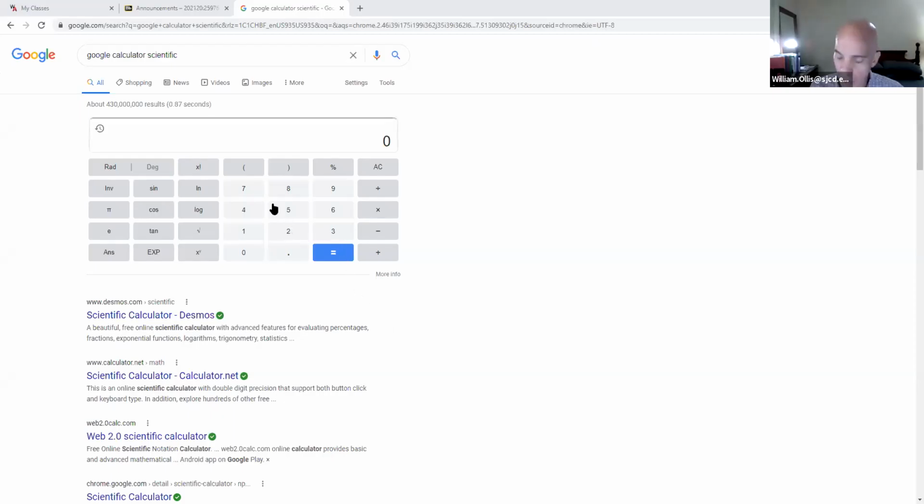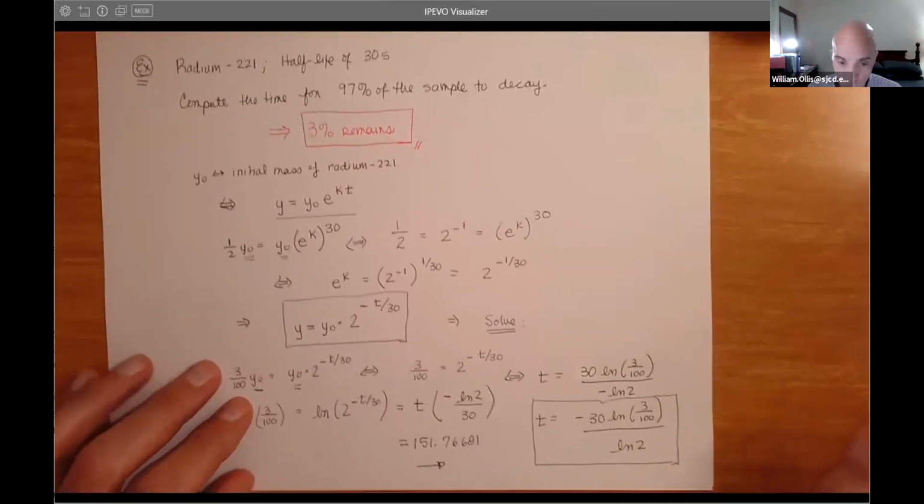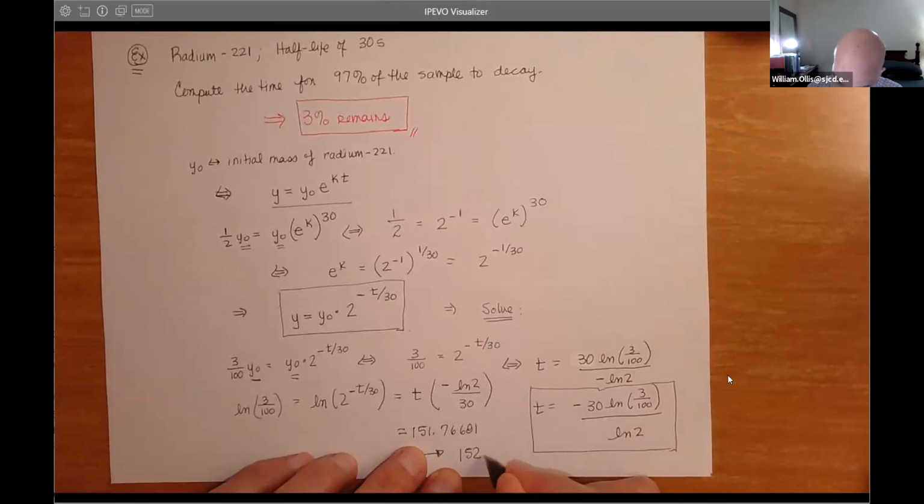So now we can just go up here and we'll use our parentheses. So we have negative 30 times natural log of 3 divided by 100. Very, very nice calculating device. We're certainly spoiled. Divided by natural log of 2. And this gives us approximately 151.766681. And then, of course, in this case, we can just round to the nearest integer, which will be 152. So this will give us 152 seconds.